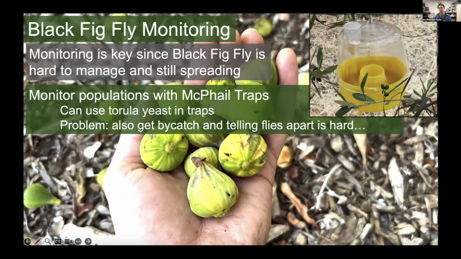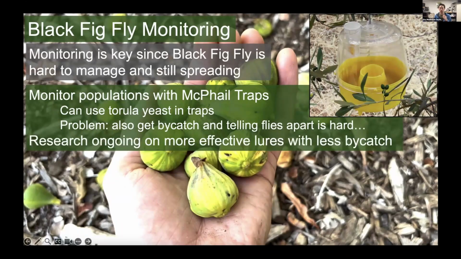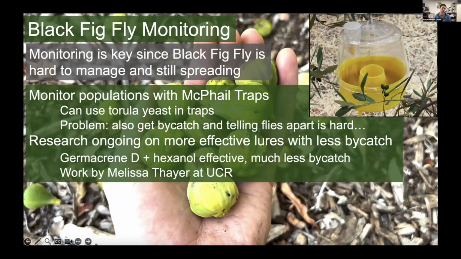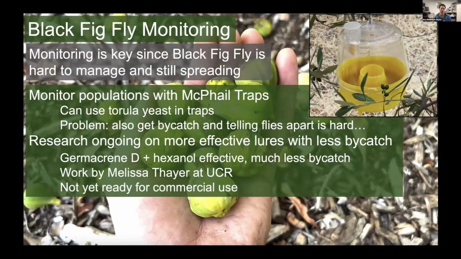So right now, this is one of the main standards a lot of people are using. There's research ongoing on more effective lures with less bycatch. This is being done by Melissa Thayer at UCR. They basically found that germacrene D and hexanol was quite effective. You get a lot less bycatch that way. So there are research efforts going into ways to more accurately find out if a black fig fly is present. As far as I'm aware, though, this is not yet ready for commercial use and is still in the more preliminary stages.